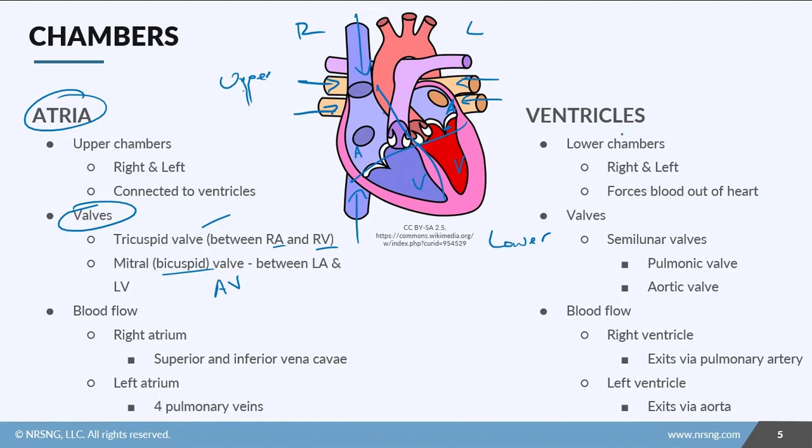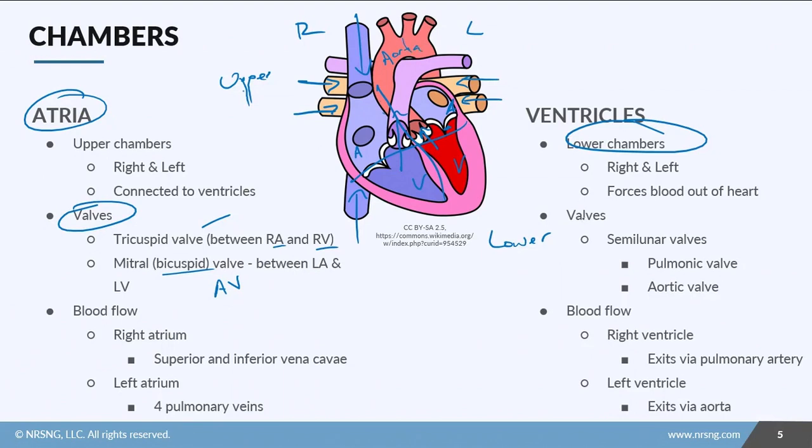When we start talking about ventricles, these are your lower chambers of the heart. You've got a right ventricle and a left ventricle, and they're going to force blood out of the heart to their respective areas. So the right ventricle is going to go from here, and it's going to go up to the lungs, where it's going to collect oxygen and then come back. And then from the left side, it's going to go from the left ventricle into the aorta here. This is the aorta.